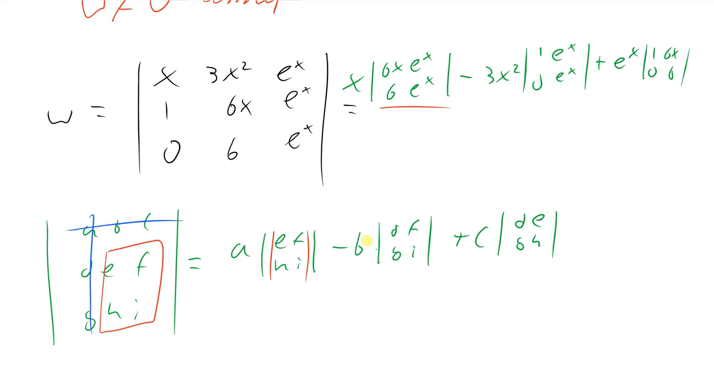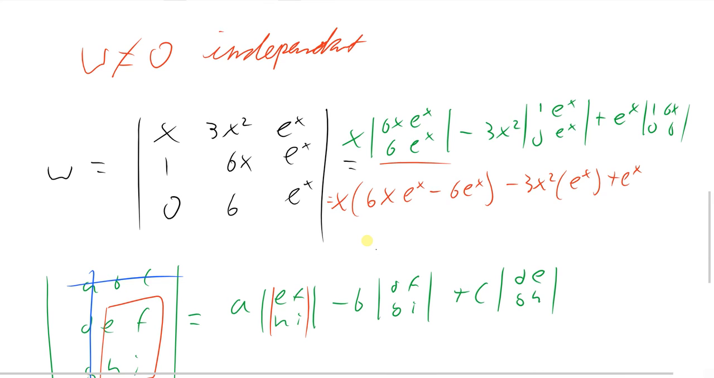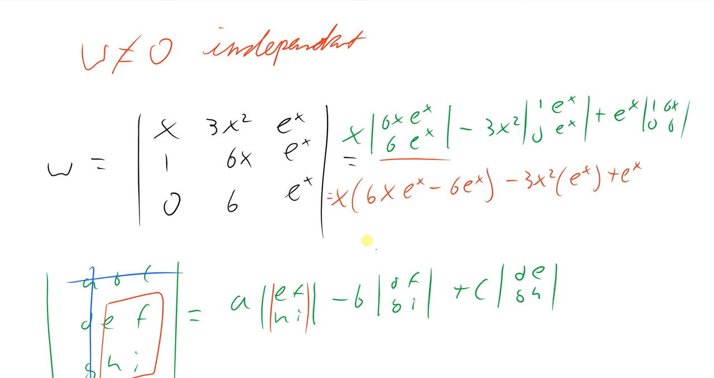And then breaking down these individual determinants, it's going to be x times (6x e to the x minus 6 e to the x), minus 3x squared times (e to the x minus 0, or just e to the x), plus e to the x times (6 minus 0, which is 6 e to the x). And then we could simplify that. But as long as that is not equal to 0, it's independent.